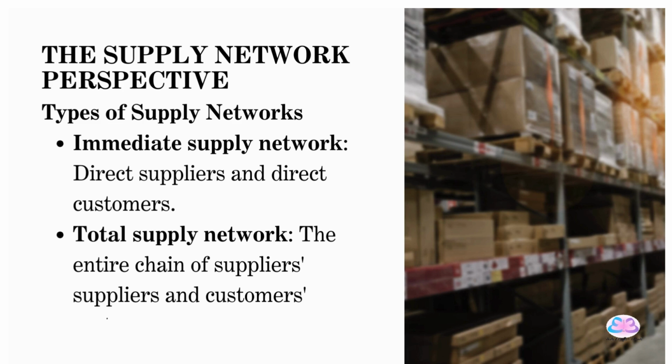Now, there are two types of supply networks. The first one is the immediate supply network: the direct suppliers and direct customers. The second is the total supply network. It means the entire chain of suppliers and customers.